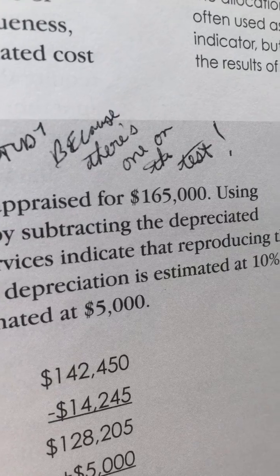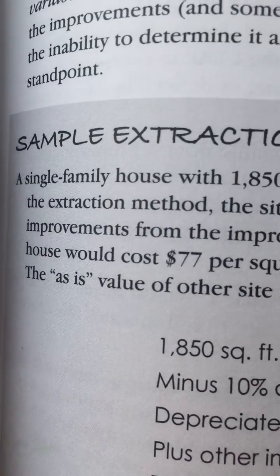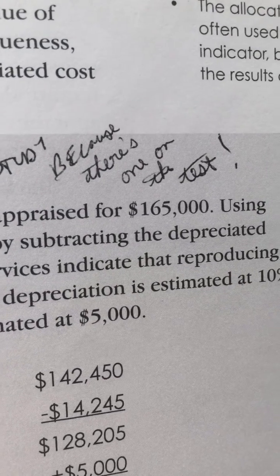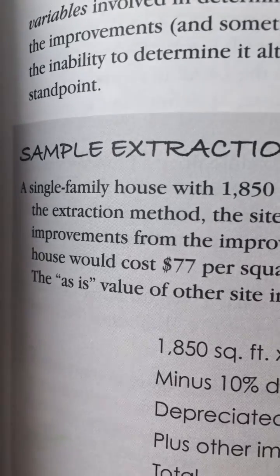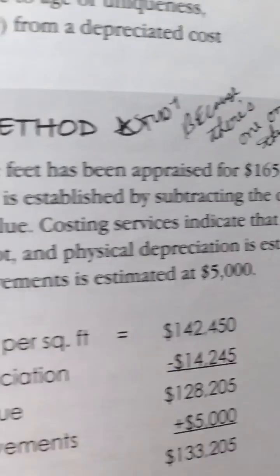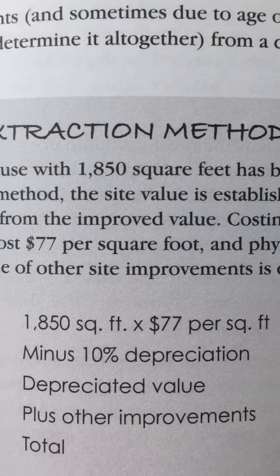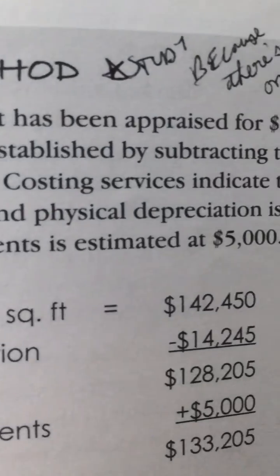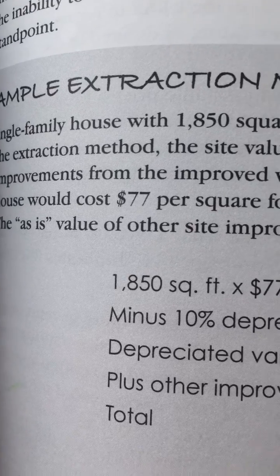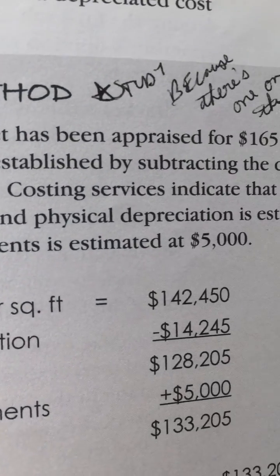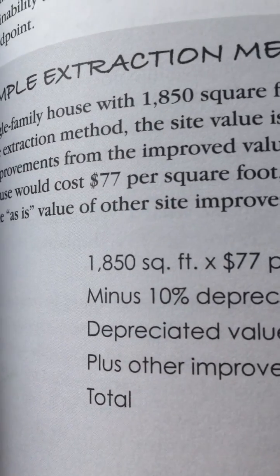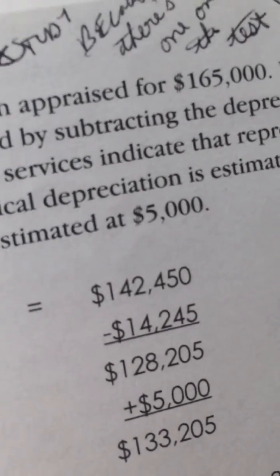Sample extraction method. Study because there's one on the test. A single-family house with 1,850 square feet has been appraised for $165,000. Using the extraction method, the site value is established by subtracting the depreciated improvements from the improved value. Costing services indicate that reproducing the house would cost $77 per square foot, and physical depreciation is estimated at 10%. The as-is value of other site improvements is estimated at $5,000.